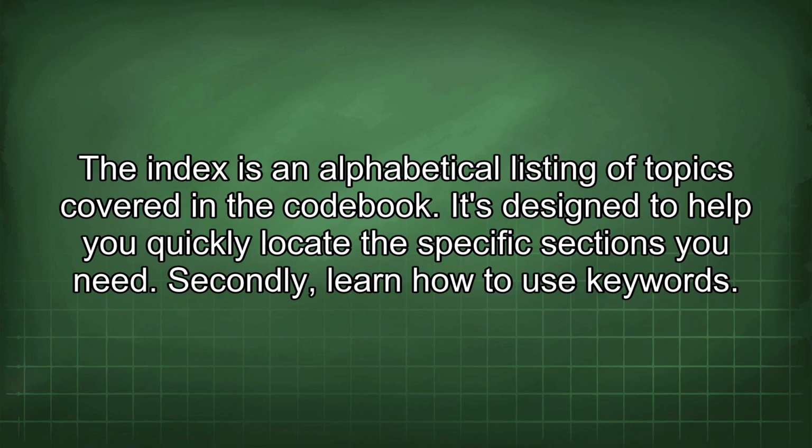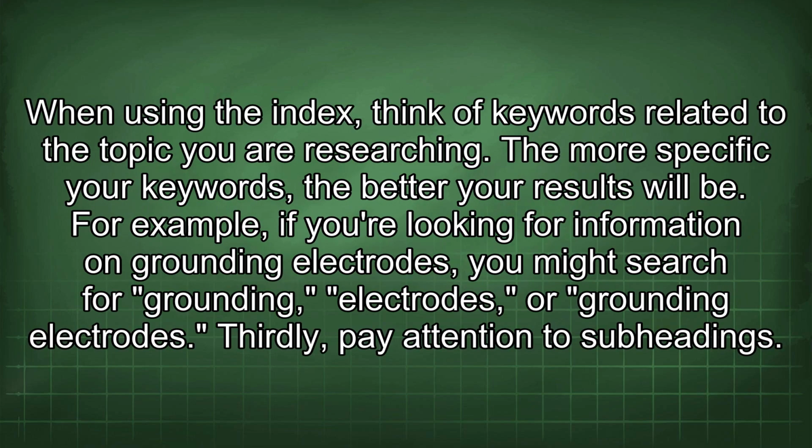Secondly, learn how to use keywords. When using the index, think of keywords related to the topic you are researching. The more specific your keywords, the better your results will be. For example, if you're looking for information on grounding electrodes, you might search for grounding electrodes or electrodes, grounding.